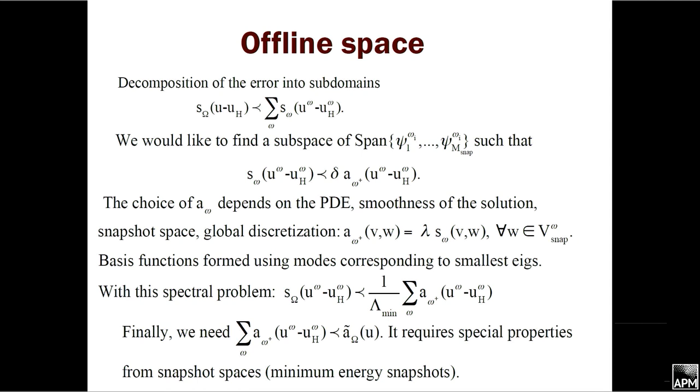Because if I take, say, sine x over epsilon and I differentiate, it becomes a very high-frequency function. So I don't want to do that. This is why you have to choose this norm, right?